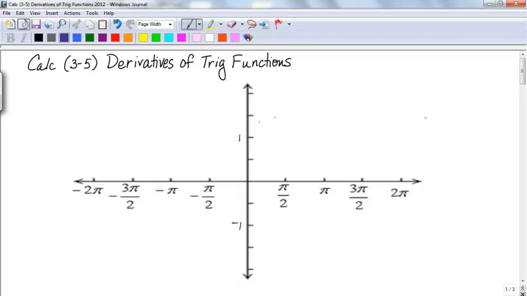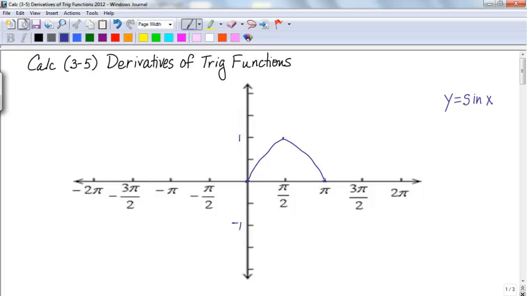And the first one I want you to graph is the sine graph. So let's graph y equals the sine of x. Remember, the sine graph goes through the origin. At pi over 2 it would actually be up at 1. At pi it's back down to 0. So we'd have a smooth curve.